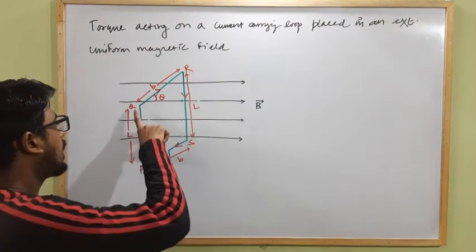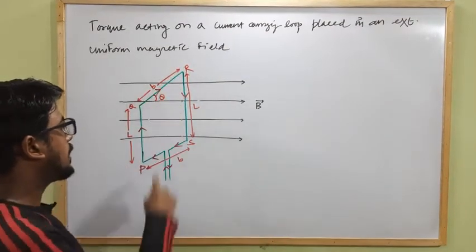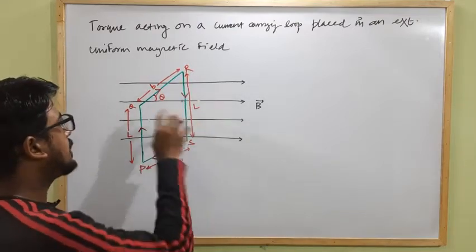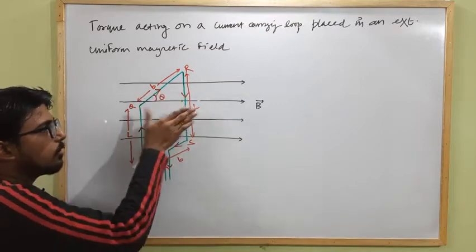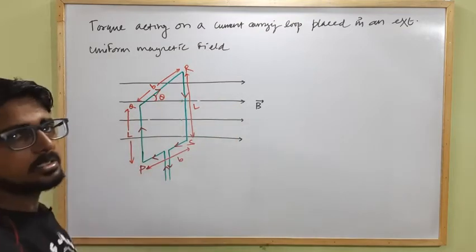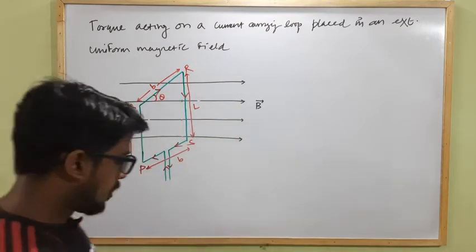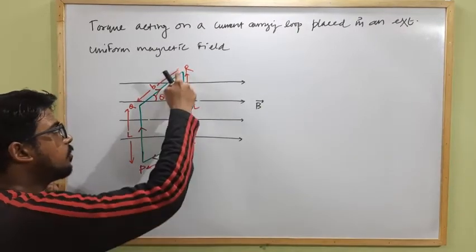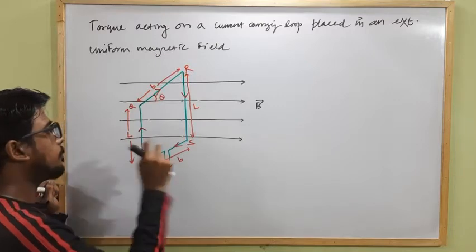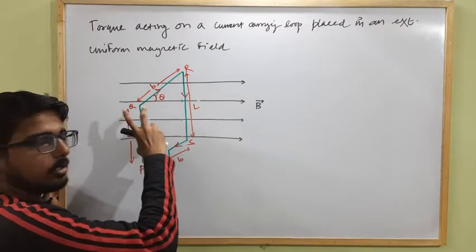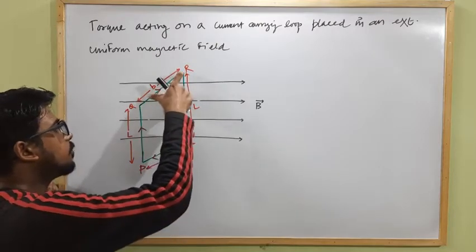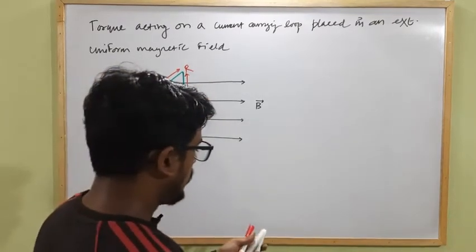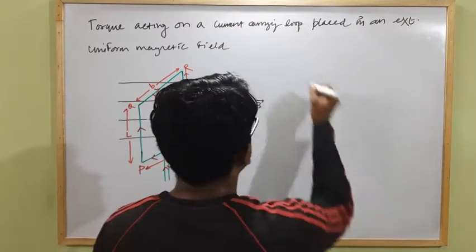So now just consider this rectangular loop which has length L and width B and carries current in clockwise sense. At any instant the plane of the rectangular loop makes an angle theta with the direction of the external magnetic field. So now we can split this rectangular current carrying loop into 4 current carrying conductors PQ, QR, RS and PS. Clear?